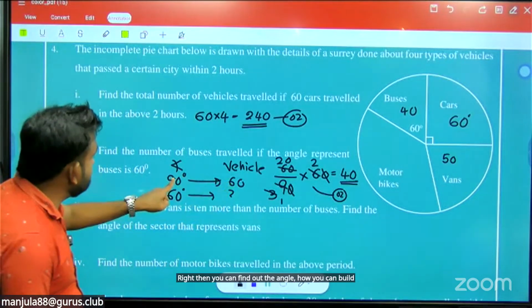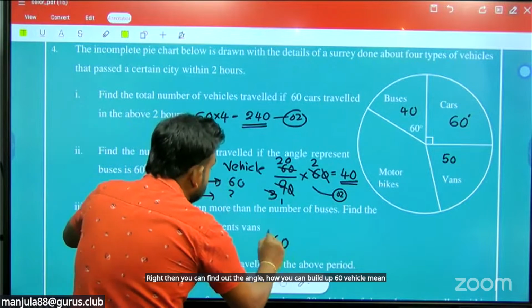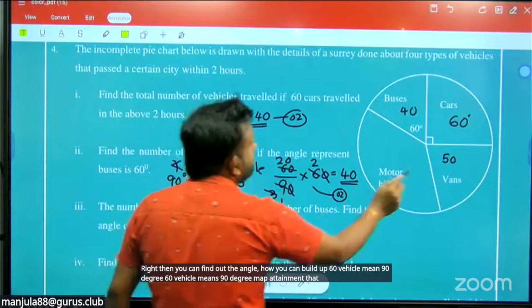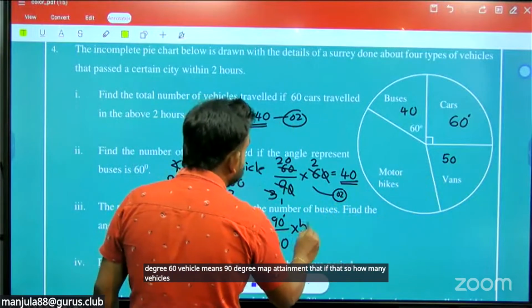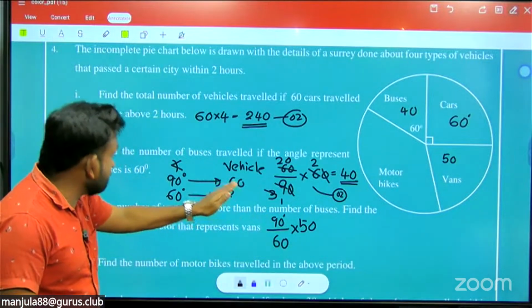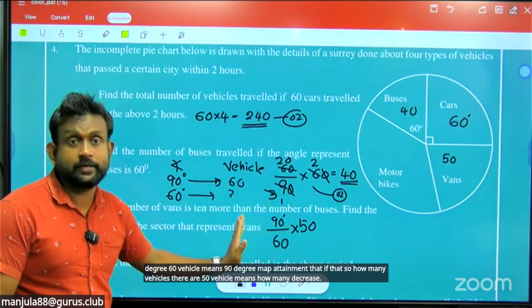60 vehicles mean 90 degrees. If that's so, how many degrees are there for 50 vehicles? 50 vehicles means how many degrees?